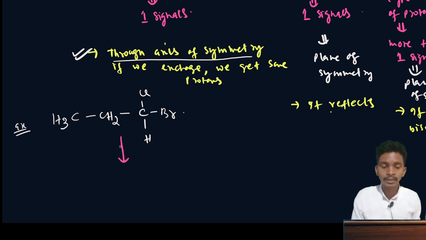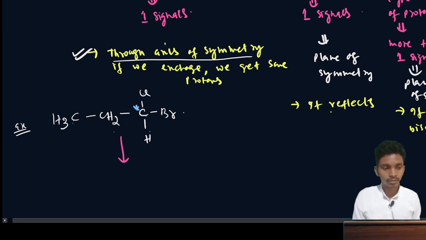First, without modifying, look at whether any chiral center is present or not. Here a chiral center cannot be present because these 3 H are the same. Here also these 2 H are the same, so a chiral center is absent. Here all are different, so a chiral center is present. This carbon is a chiral center, so there are chances of diastereotopic protons.